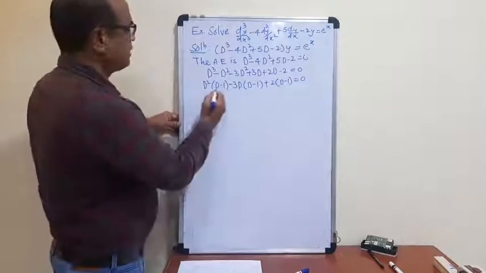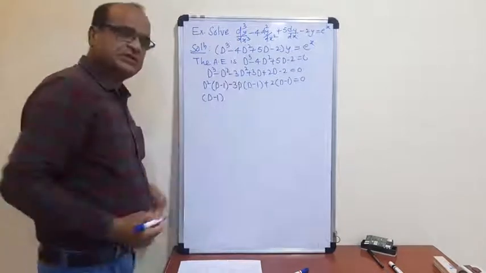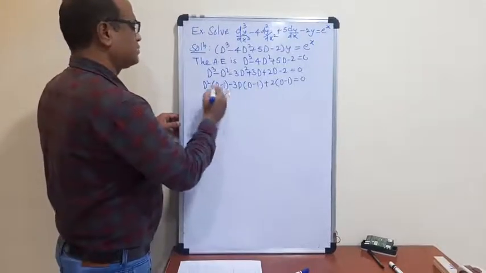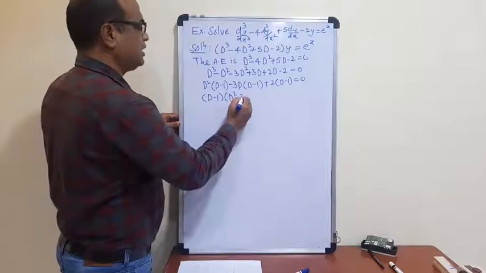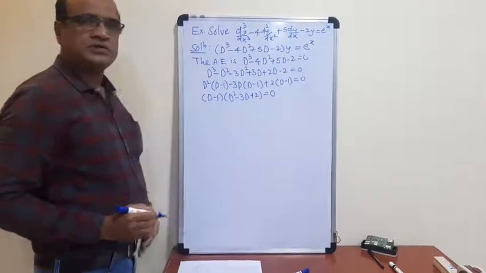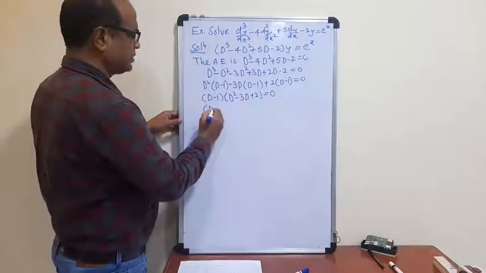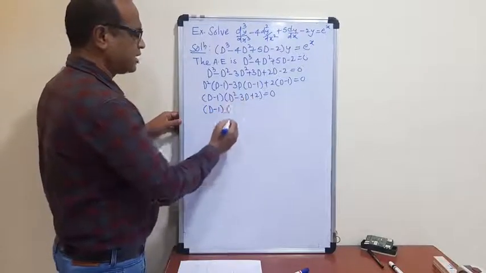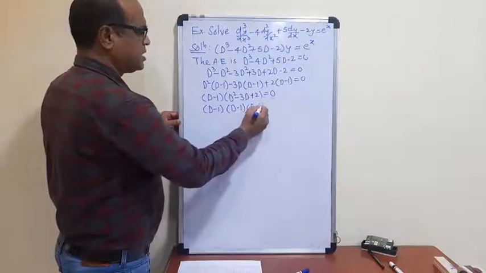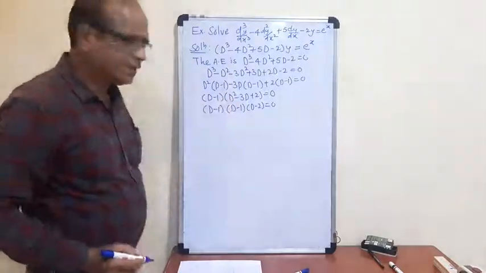Taking out D minus 1 in this equation, this is a factor. Then in the bracket remaining, that is D square minus 3D plus 2 is equal to 0. This is a quadratic equation. What are the factors of this quadratic equation? That is D minus 1, D minus 2 is equal to 0. These are the factors of this quadratic equation.